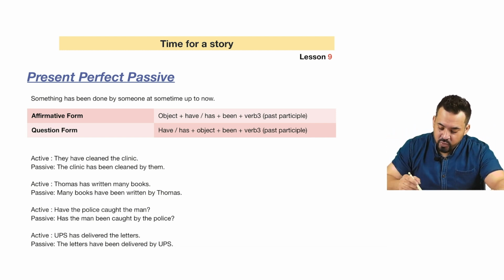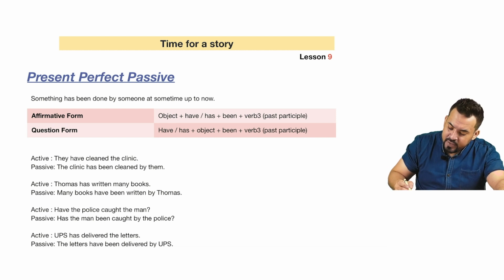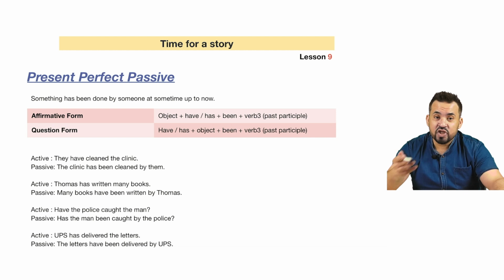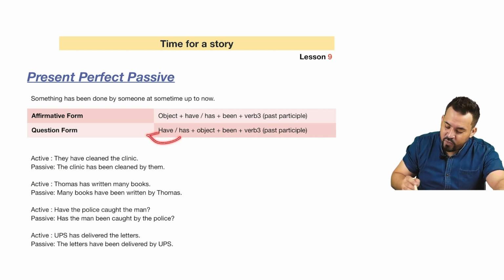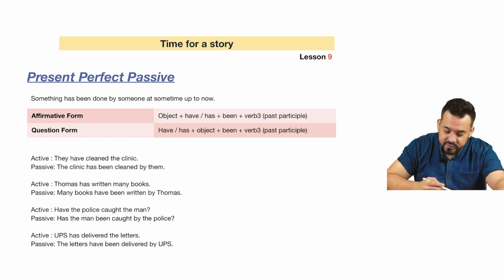Let's take a look. So we have the object, have or has, depending on whether the object is plural or singular, then we will use been, then the past participle. The question form will start with the auxiliary, have or has, then the object, then been, then the verb 3 or the past participle. All right, let's take a look.